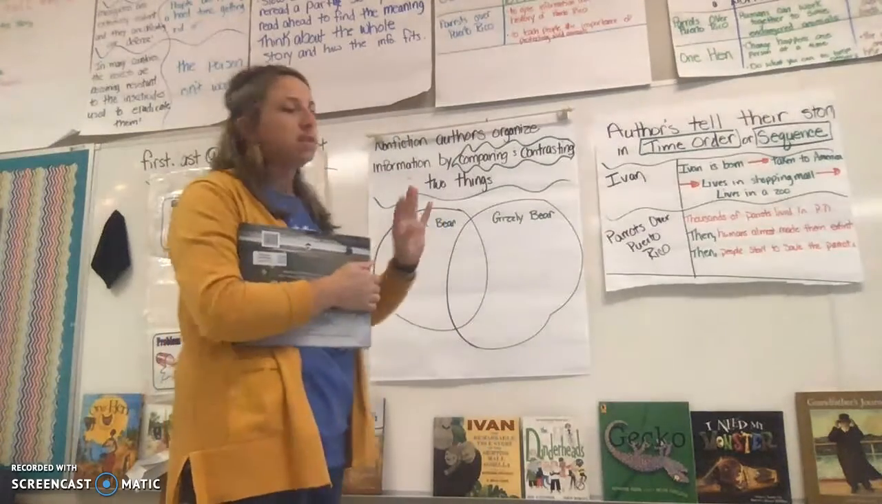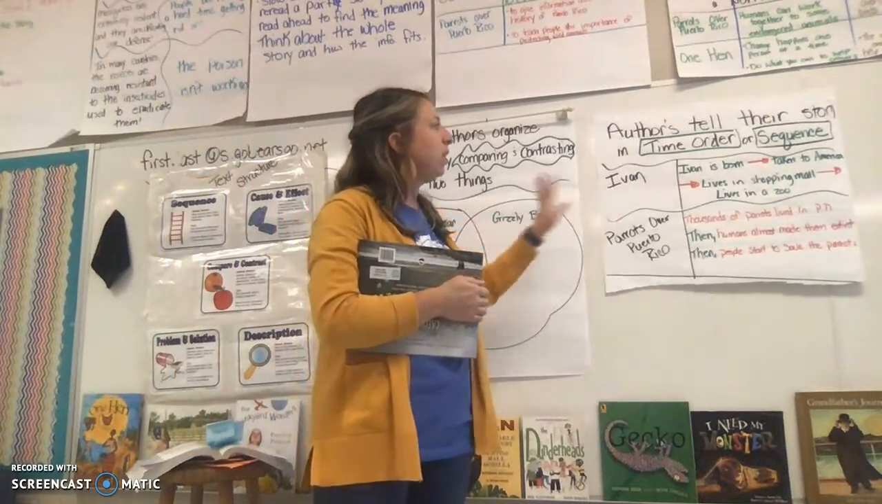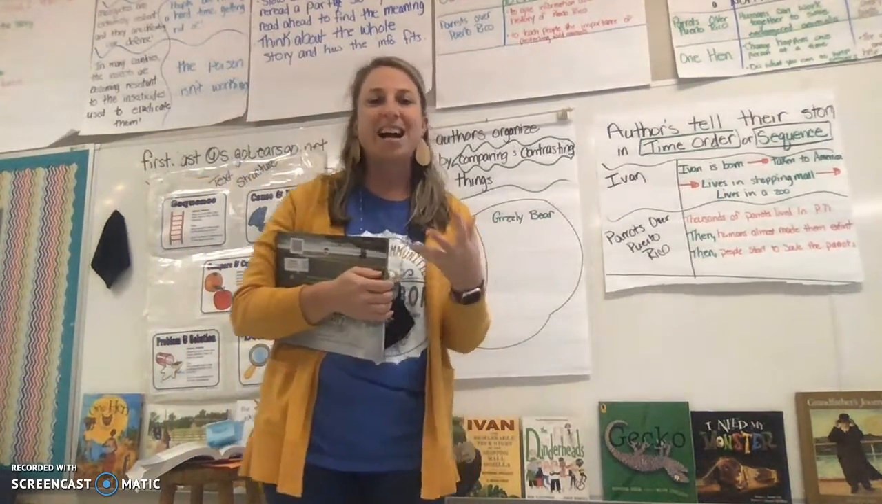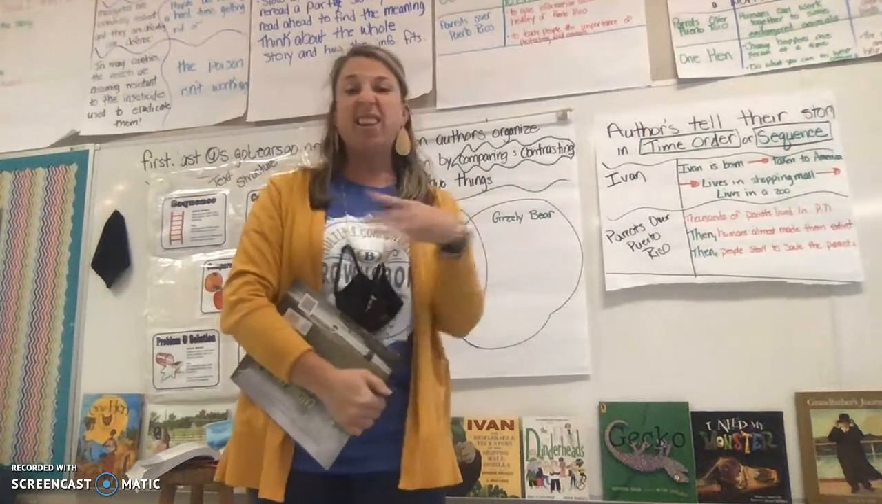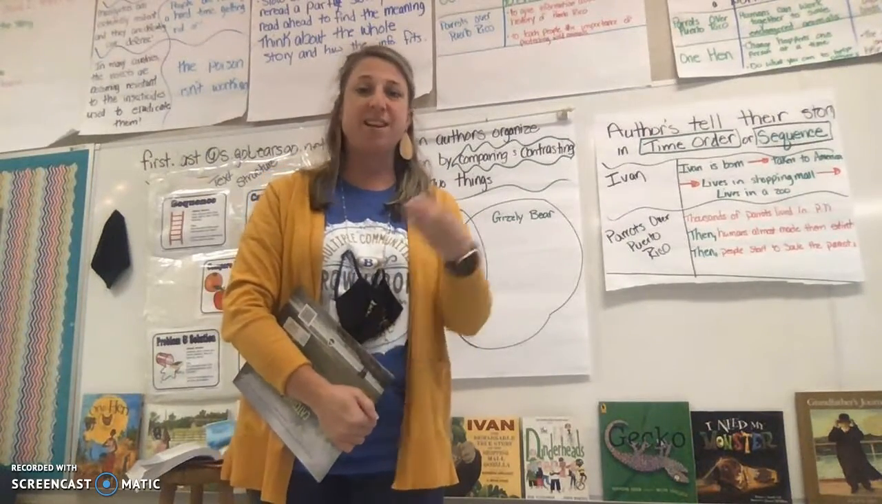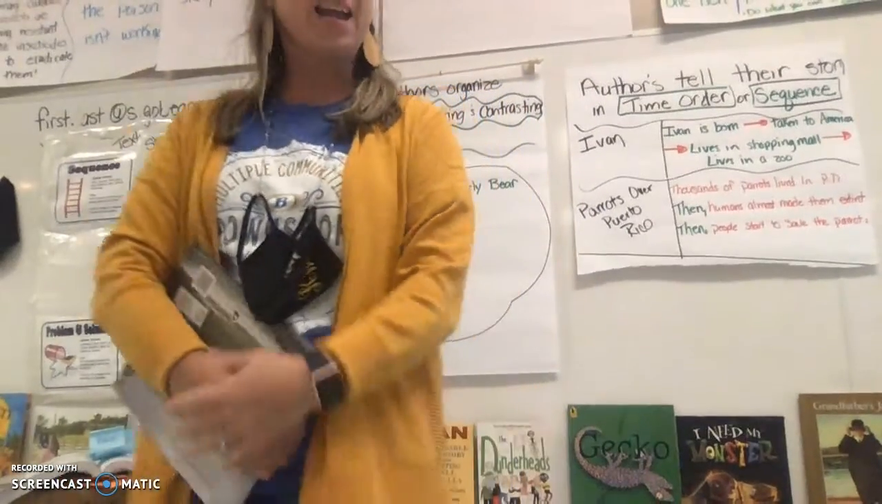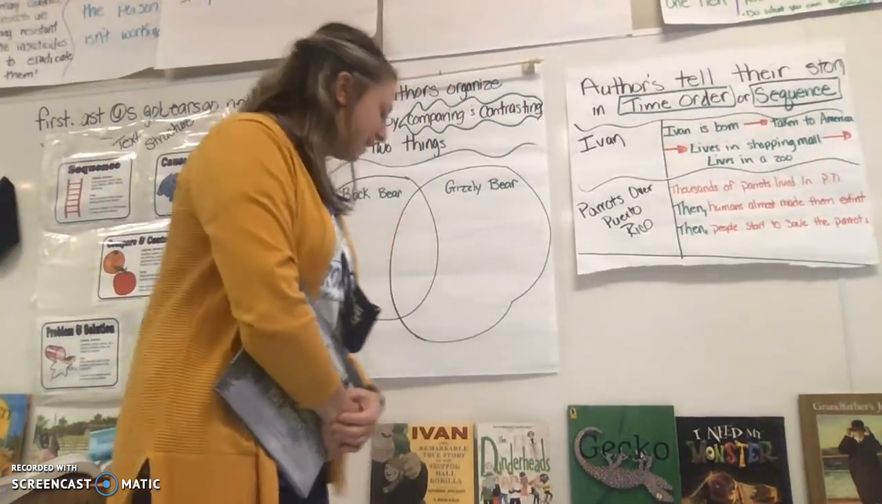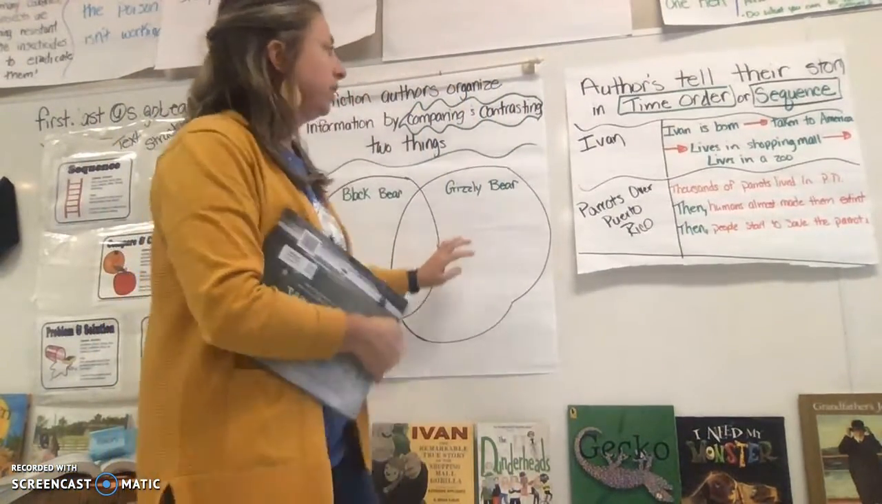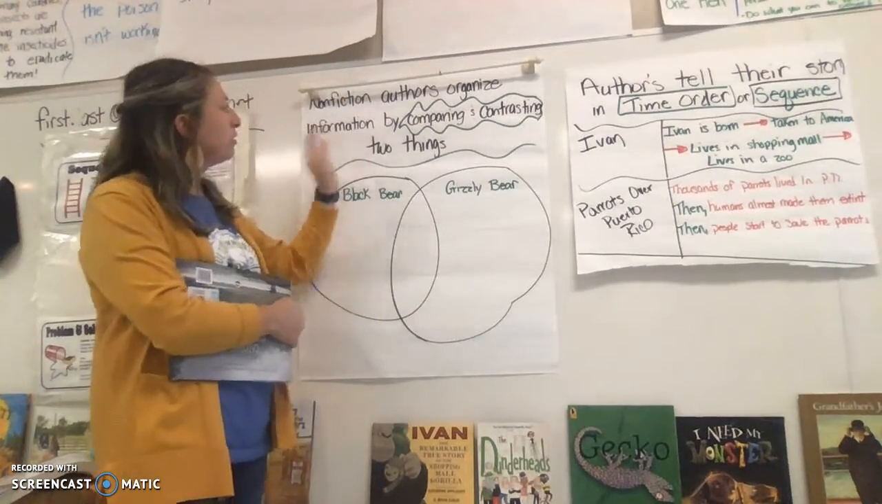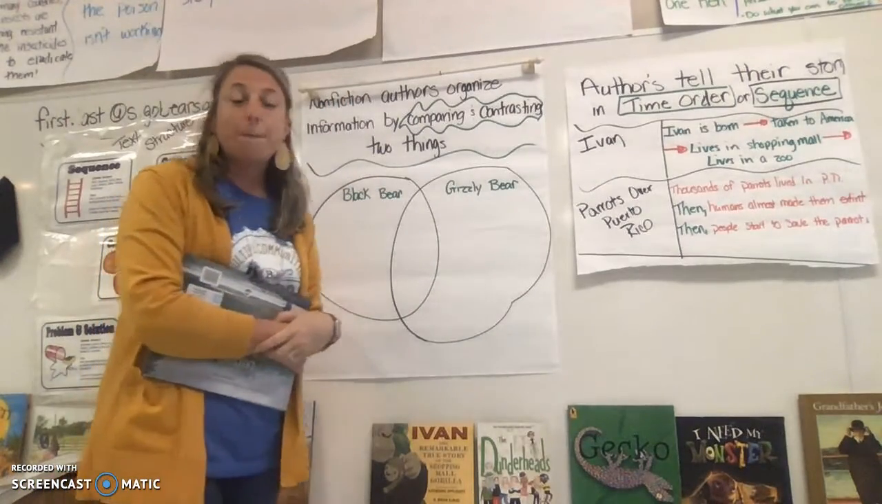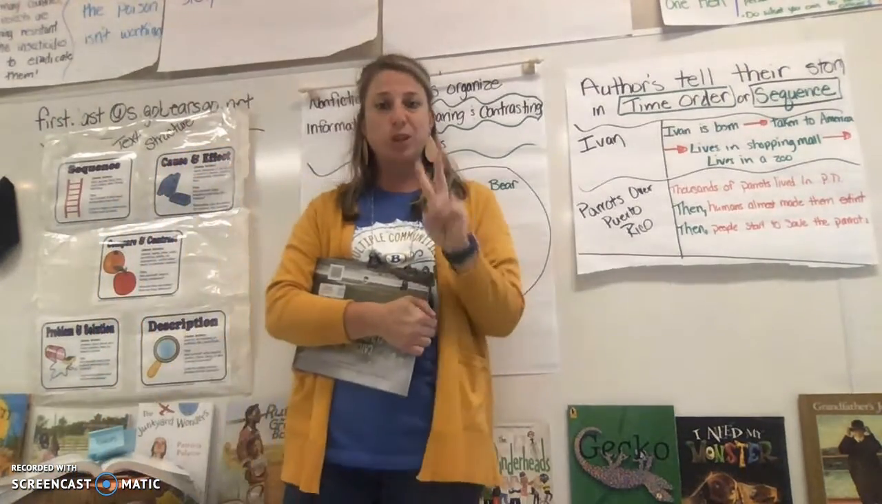Boys and girls, yesterday we talked about how authors tell their story in a time-ordered sense. They tell it in a sequence story. First this happened, next this happened, and then the next thing happened. So today we are going to look at how an author organizes his information by comparing and contrasting two things.